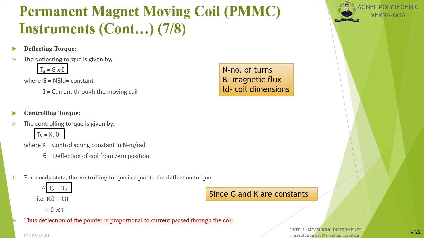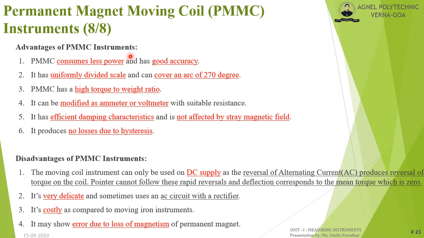Advantages of PMMC instruments are: PMMC instrument consumes less power and has high accuracy. They have uniformly divided scale which can cover an arc of 270 degrees. PMMC has high torque to weight ratio. They can be modified as ammeter or voltmeter with the suitable resistances connected in series or parallel. They have efficient damping characteristics and are not affected by stray magnetic fields. They produce no losses due to hysteresis as there are no iron parts in them.